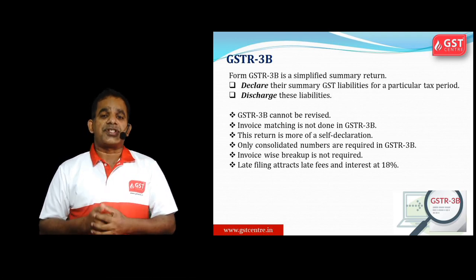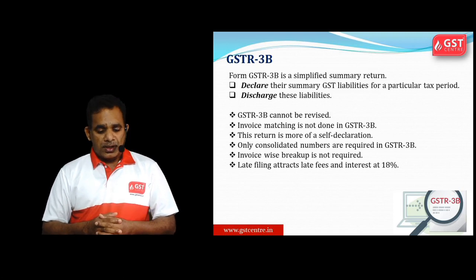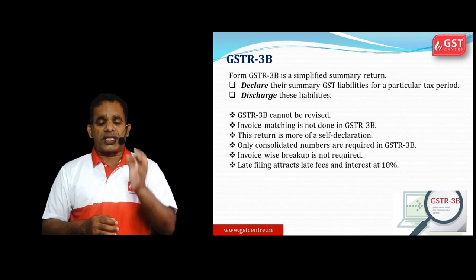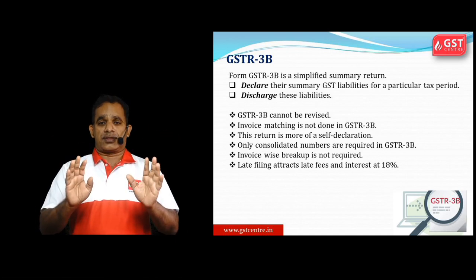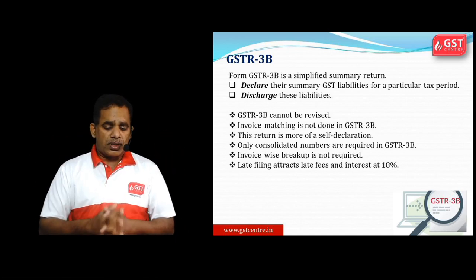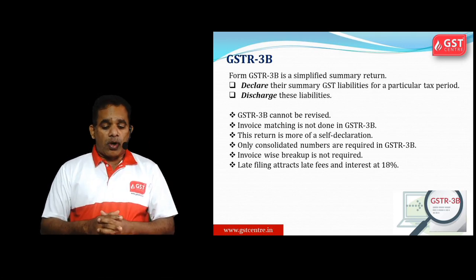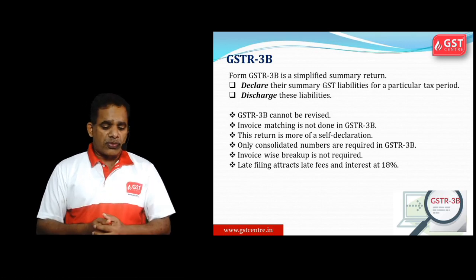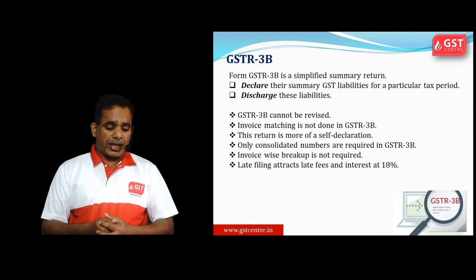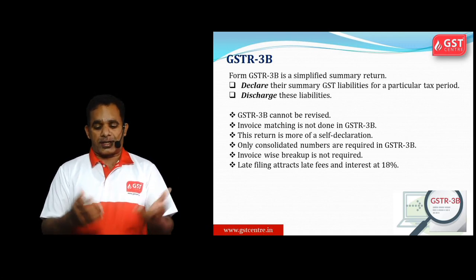There are some features. GSTR 3B cannot be revised. Invoice matching is not done in GSTR 3B. We don't need to give any invoice wise details. Only summary is to be given. This return is more of a self-declaration. Only consolidated numbers are required in GSTR 3B. Invoice wise breakup is not required. And late filing attracts late fees and interest at 18% extra.